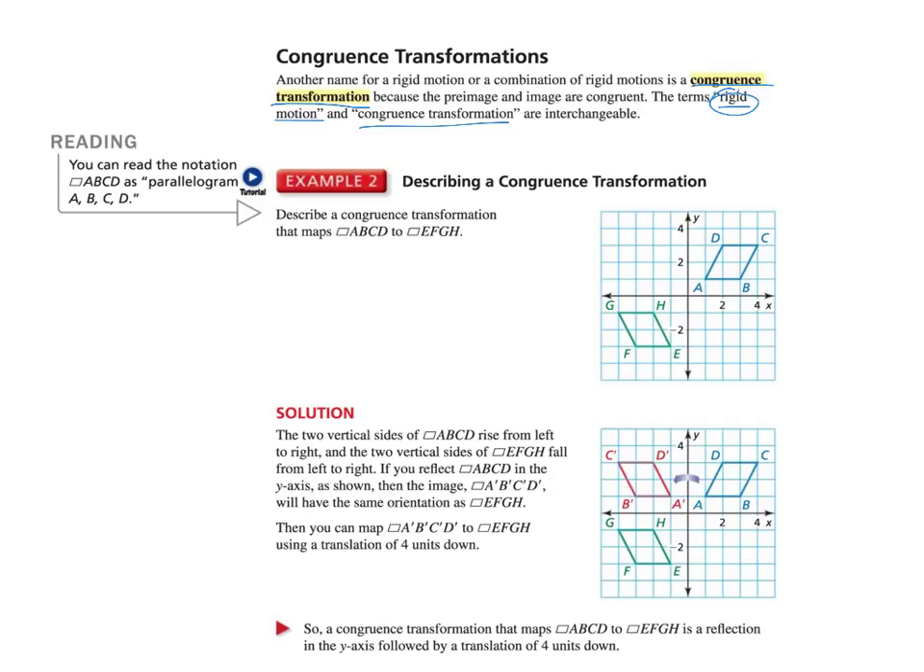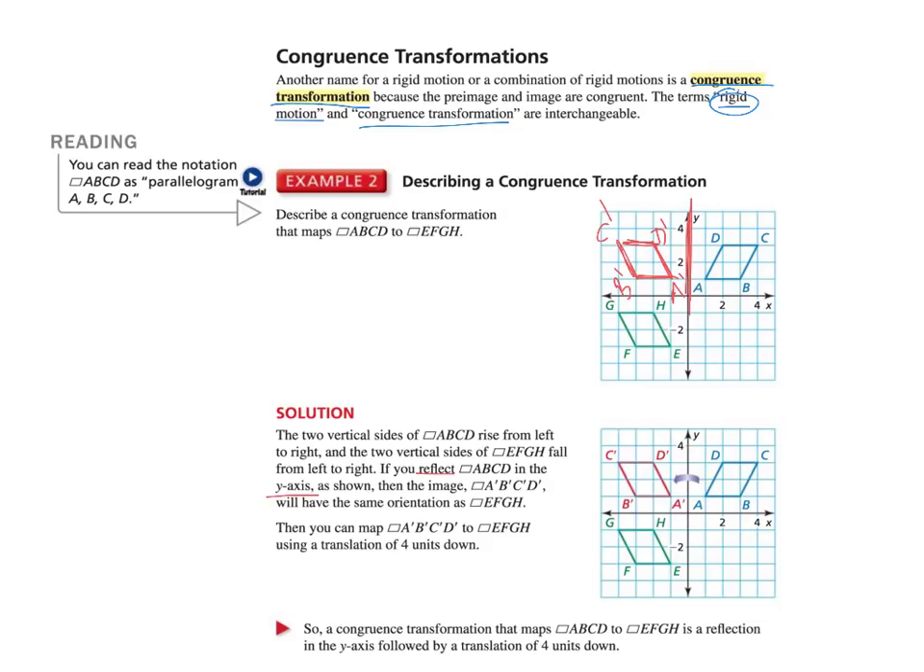So one thing I could do is flip it over the y-axis, so it would end up here. And then I would have my D prime here, C prime, B prime, and A prime. That's through a reflection over the y-axis.